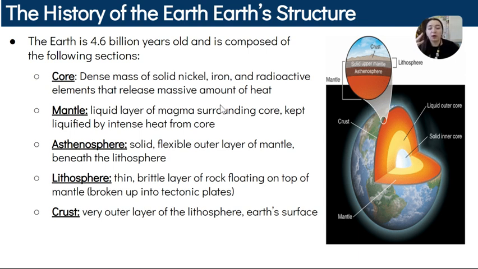we're going to have movement because liquid does move. So the asthenosphere is solid and it's flexible and it's sitting on top of the mantle. But then we have the lithosphere, which is this thin layer of rock that floats on top. And because it's floating on a movable outer piece, you're going to have shifting of those layers of rock. And this is where we get something called tectonic plates.